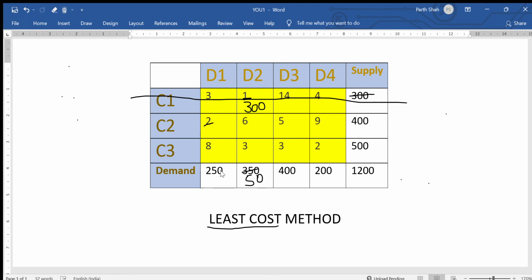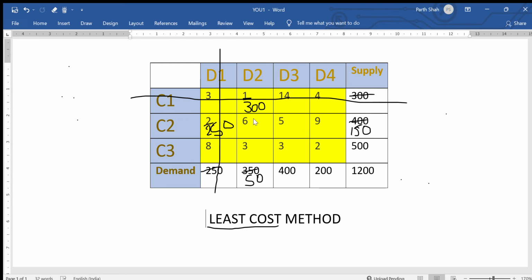It has a demand of 250 and a supply of 400. So the demand is completely exhausted. Here the allocation is 250. And company 2 now has a supply of 150. Now destination 1 is exhausted, so we'll cancel the whole column.